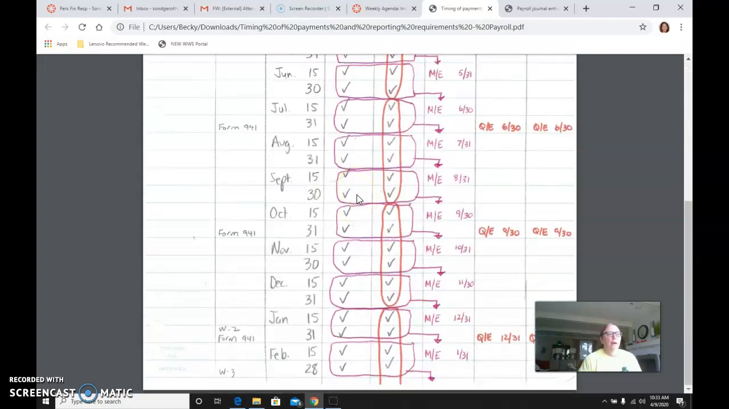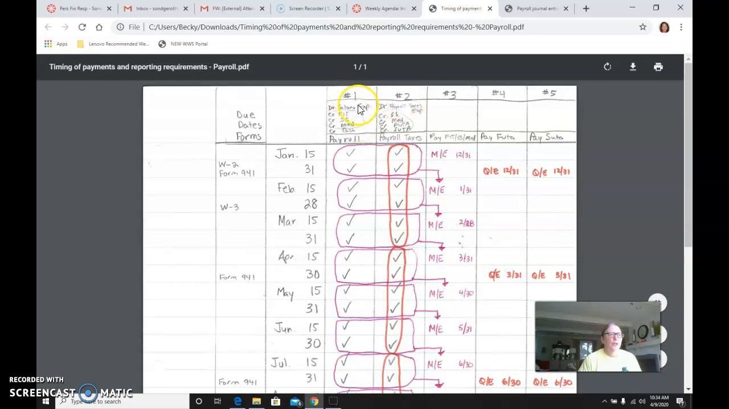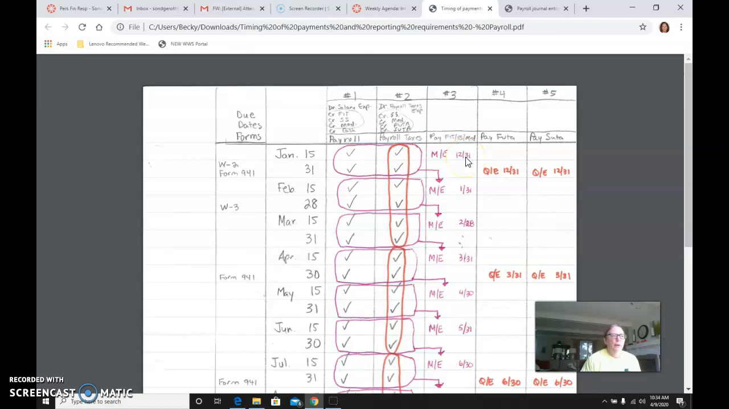So I've tried to do that throughout the entire year and going into another year just to show you the timing. Then as far as all of this goes, I would make these payroll entries, number 1 and 2, the employee part and the employer parts, every single pay period. So I put a check mark because I would do that journal entry every single pay period for the whole year. Then as far as paying the federal, this 3rd entry, for the month ended December 31st, I would pay that on January 15th.